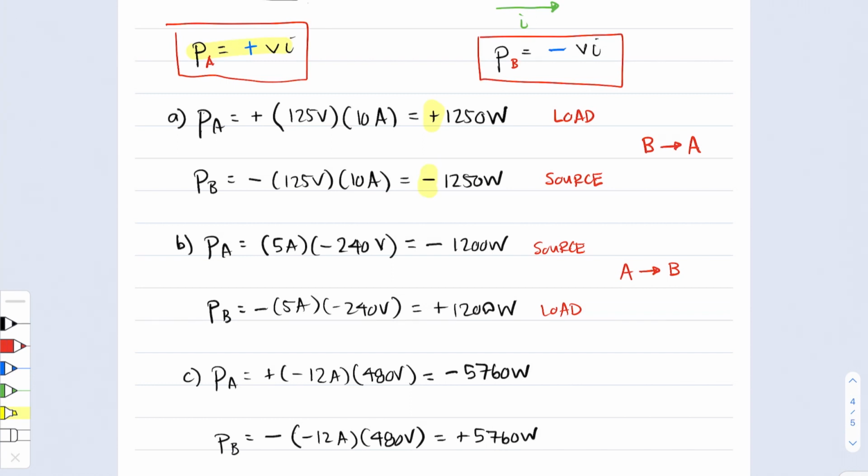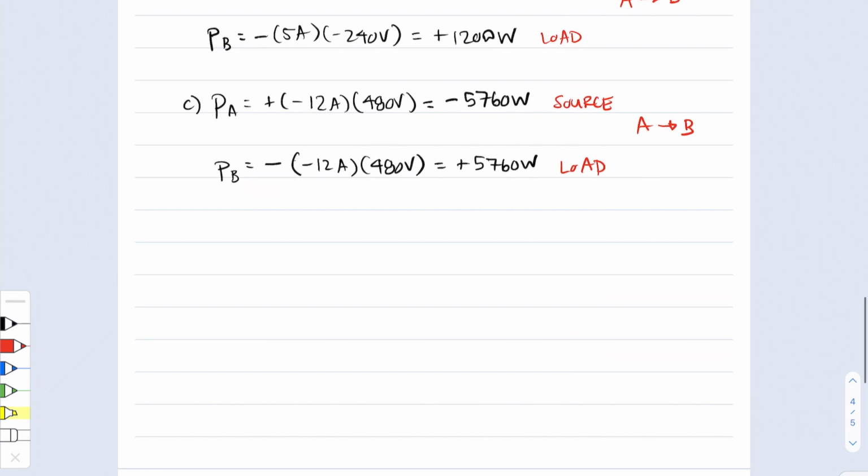That means that this is our source. This is our load. I said load, I wrote lobe. Let me correct that. So this is the load. And here it is flowing from A to B. Play the game one last time. So PA and PB.